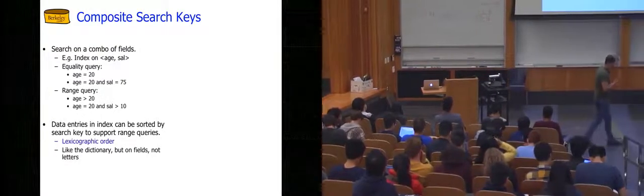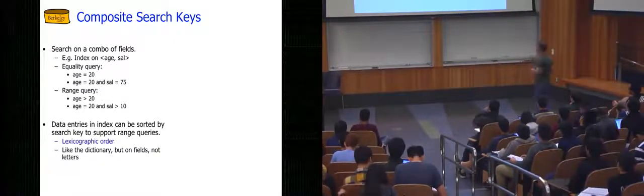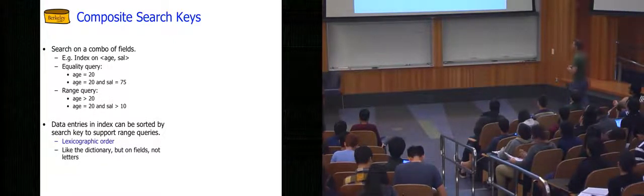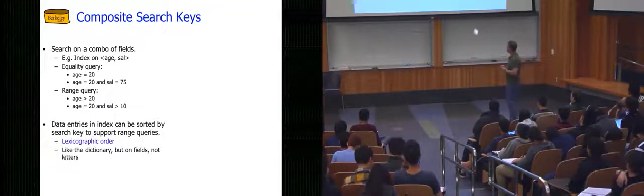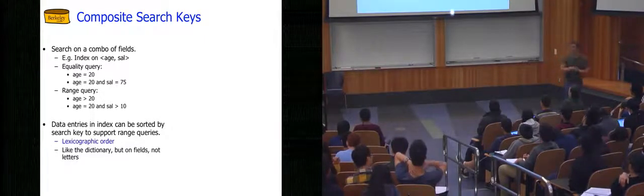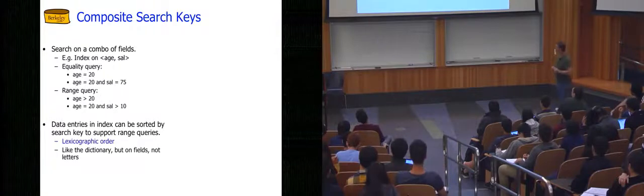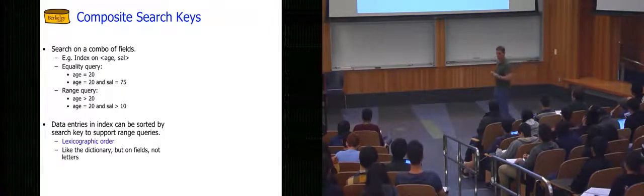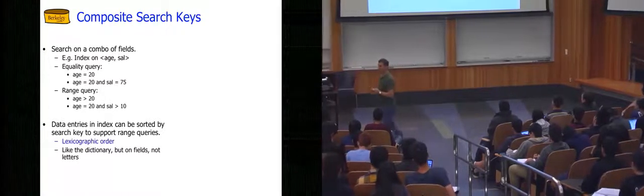Suppose you want to build an index on more than one field, like last name, comma, first name. So you can do that. So here's an example of an index on age, comma, salary. What can you do with an index on age, comma, salary? Well, you can do equality queries. You can say age equals 20. You can say age equals 20 and salary equals 75. Can you ask for salary equals 75? The answer is no. All right?